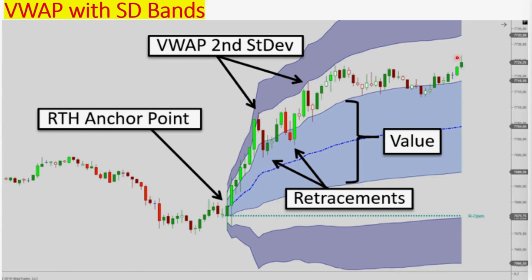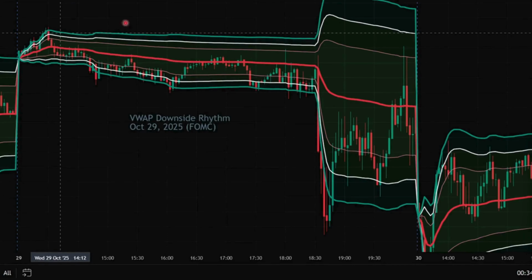In the second screenshot, we observe a VWAP downside rhythm, especially around the FOMC news event. Here, whenever the price approaches the VWAP, it tends to revert back to the minus 2 standard deviation bands, and this pattern continues until the news event triggers a significant downward move. This demonstrates that the market was already poised for a bearish move before the news release.